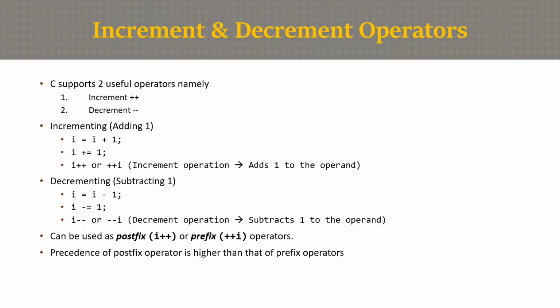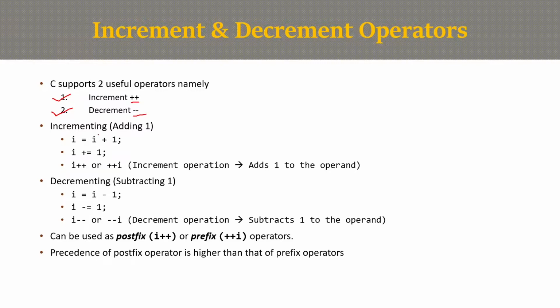So the first topic that we are going to see today is the increment and decrement operators. The C programming language usually supports two useful operators. The first one is the increment and the next one is the decrement. The increment stands for the plus plus symbol and the decrement stands for the minus minus symbol.